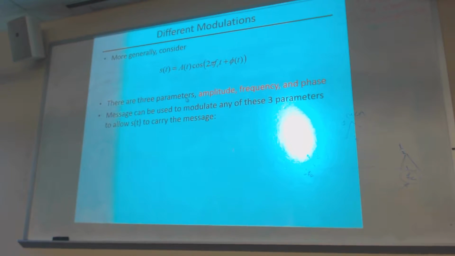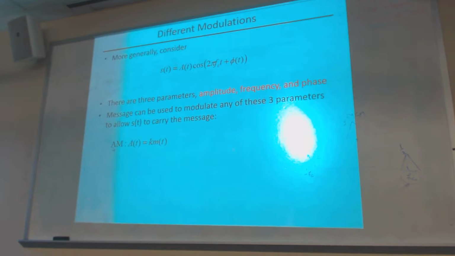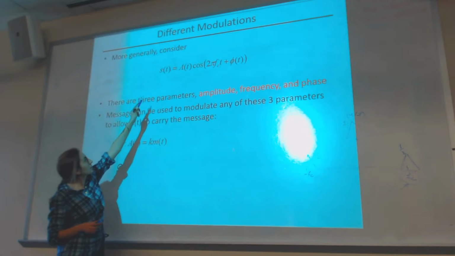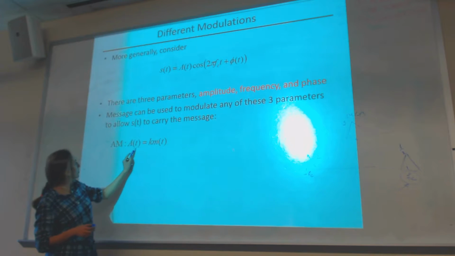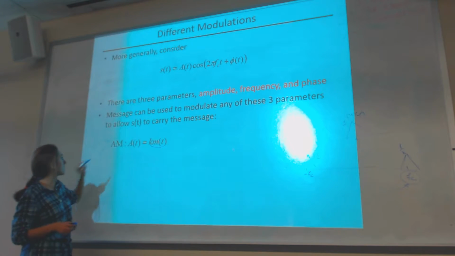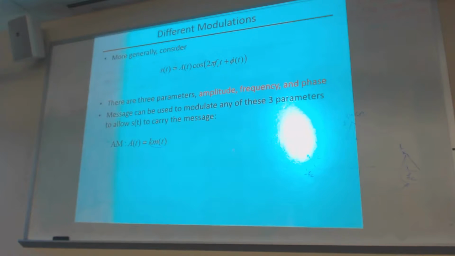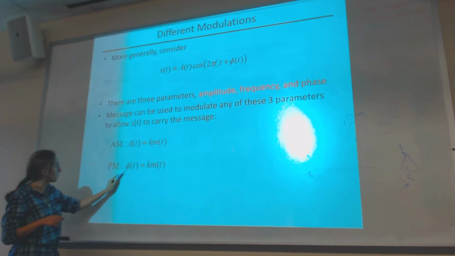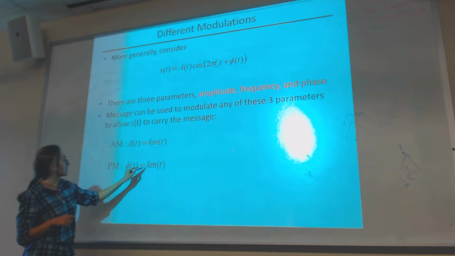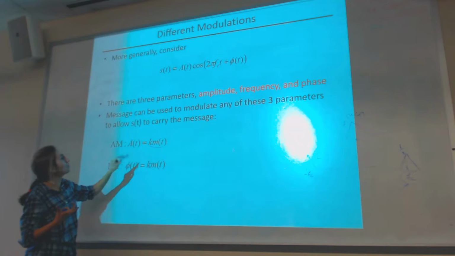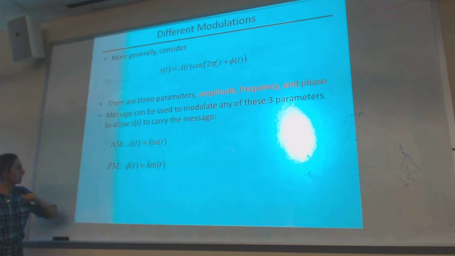Okay. So there are 3 parameters. Again, I repeat it, amplitude, frequency, phase. Message can be used to modulate any of these 3 parameters. If my signal appears in the amplitude, meaning that the A of t there, that's a modulated signal. If the amplitude includes my message, then it's AM. If the phase of that modulated signal, phi t, includes my message, so somehow I embed my message in the phase, it's gonna be PM.